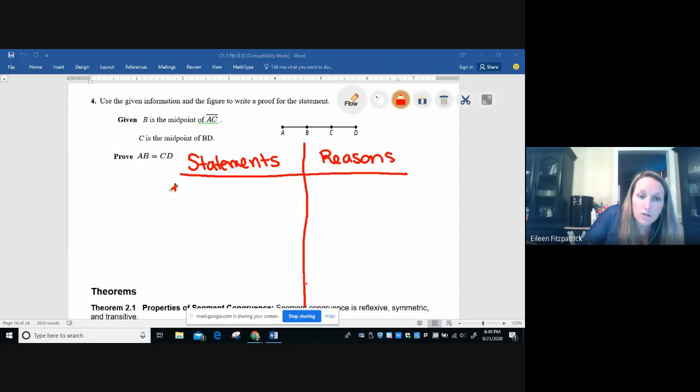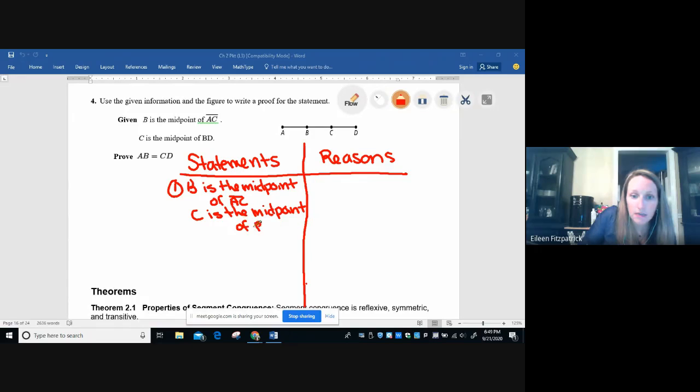So we're going to first give the given information, which says that B is the midpoint of AC, and also that C is the midpoint of BD. That is all given. All right, I'm going to switch colors just so it hopefully doesn't look super sloppy. I'll do every other one.